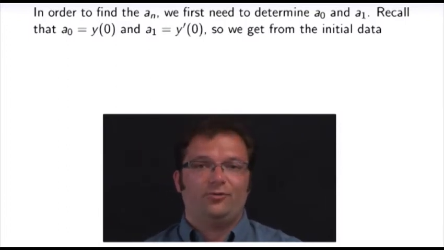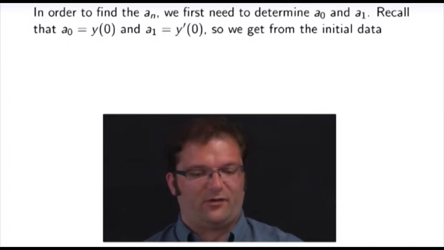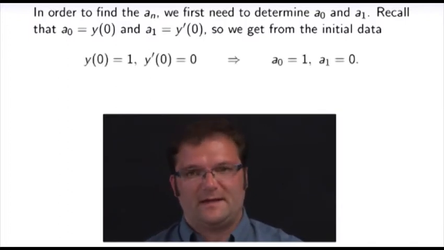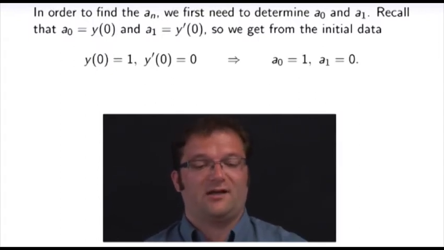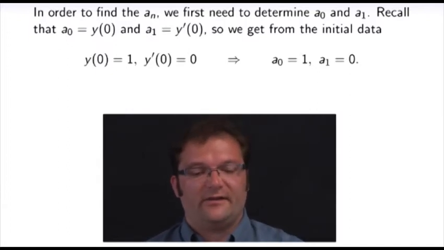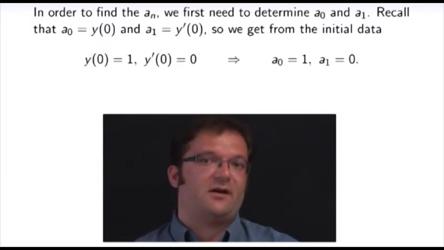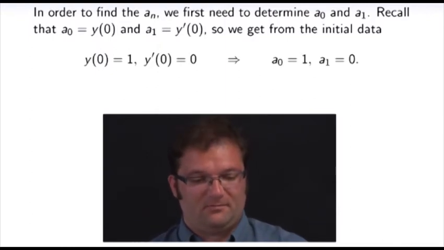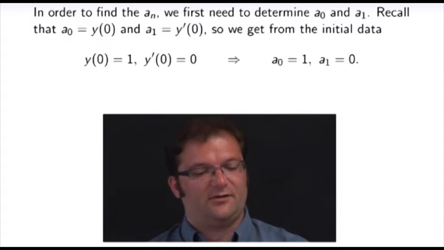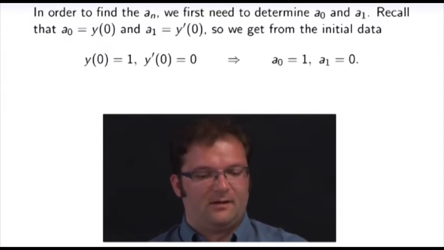So now we can actually use our initial data and get values for a0 and a1. Since y at 0 is meant to be 1, we get that a0 is 1. And since y prime at 0 is meant to be 0, we get a1 is equal to 0. If we didn't have the initial data, then we would have to leave a0 and a1 as parameters in our solution, and we would compute the general solution of the ODE. But since we have initial values, we can use them.